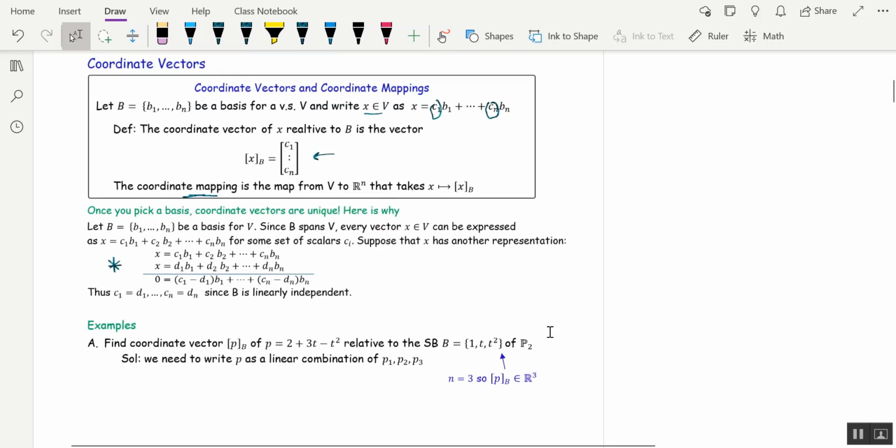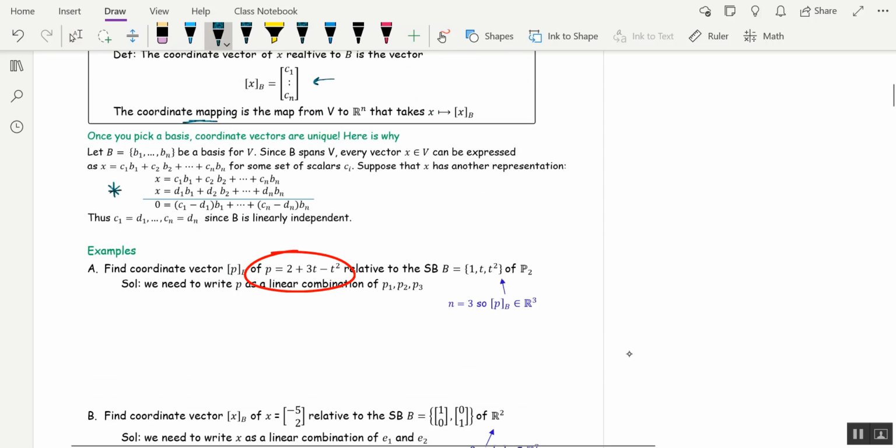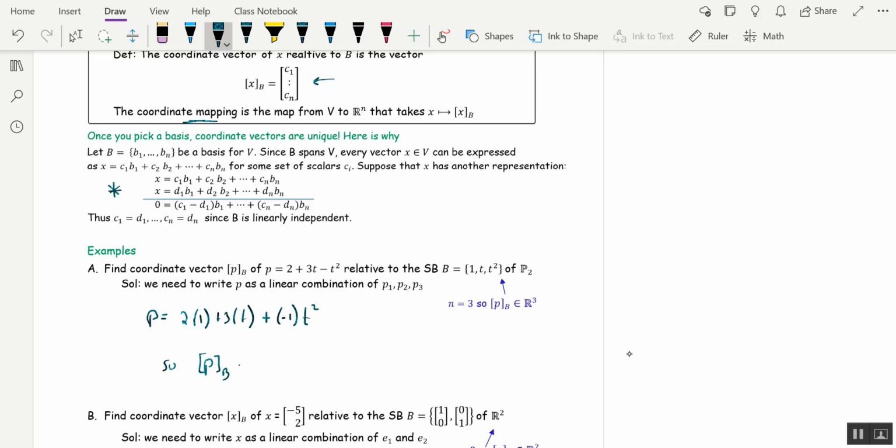So let's look at some examples. Find the coordinate vector of this polynomial in P2 relative to the standard basis, 1, t, and t squared. Now, note that that has three basis vectors in it, and so our coordinate vector is going to be in R3. So what we do is we write p as a linear combination of the standard basis vectors. So that would be 2 times the vector 1 plus 3 times the vector t plus -1 times the vector t squared. So [p]_B is the vector in R3. Pluck off the coefficients: 2, 3, -1.